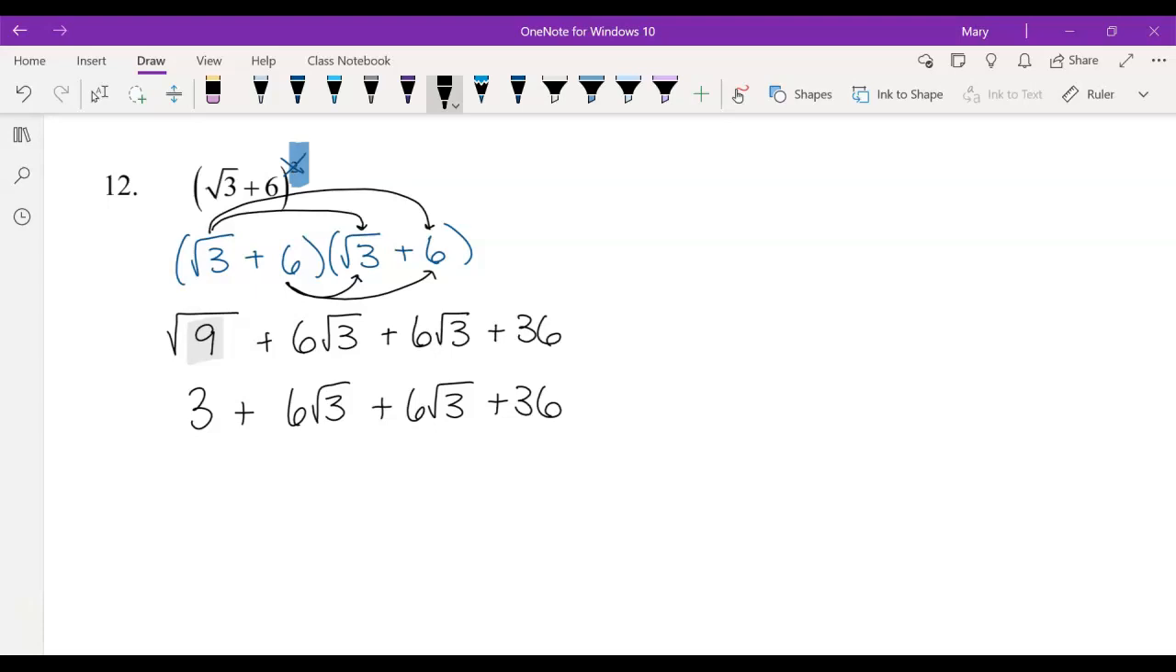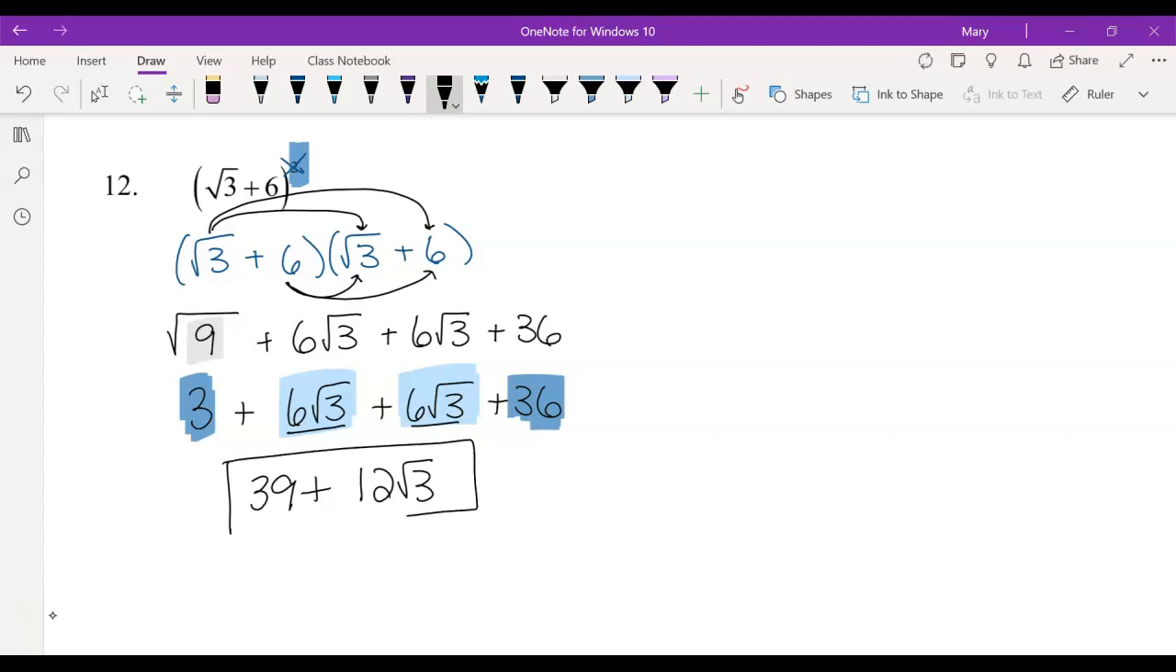So the very last thing is to combine like terms. So we're going to add the 3 and the 36 together, and the 6 root 3 with the other 6 root 3. So the 3 and the 36 become 39. And 6 root 3 plus 6 root 3, you're going to add the 6 and the 6 to get 12, but you're going to leave the radicals alone. So that is how you square something that has two terms with a radical.